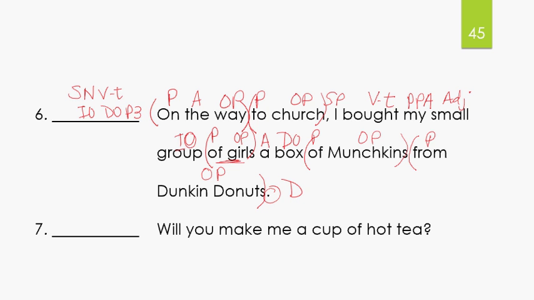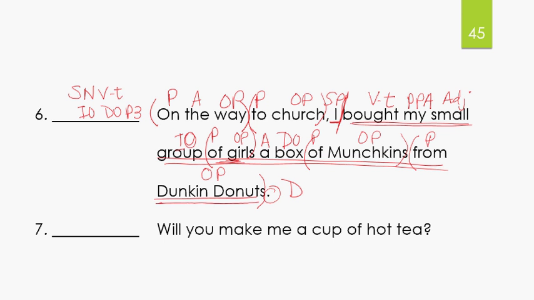Find that verb. Where is it? There's the verb transitive right there. Draw your line in front of it. Underline your complete subject once, which is I. Your complete predicate twice, which is bought my small group of girls a box of munchkins from Dunkin' Donuts.